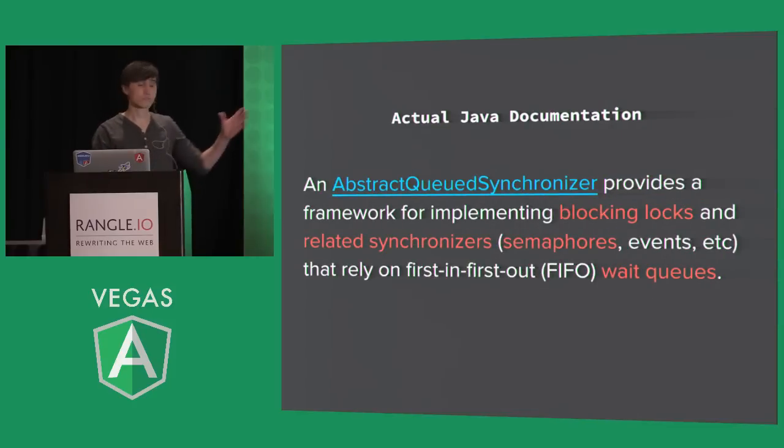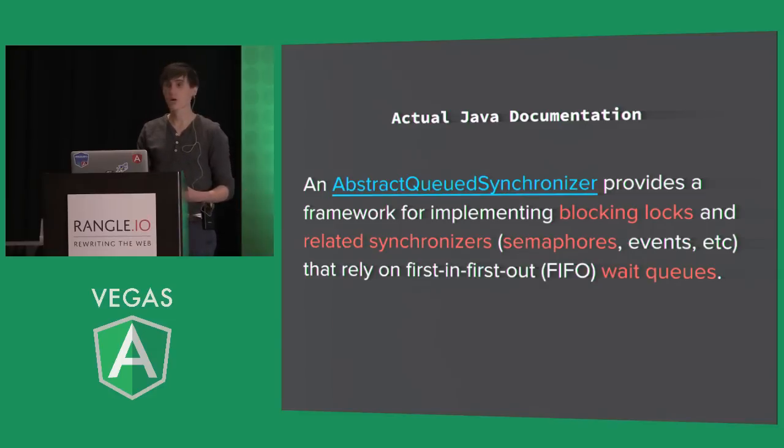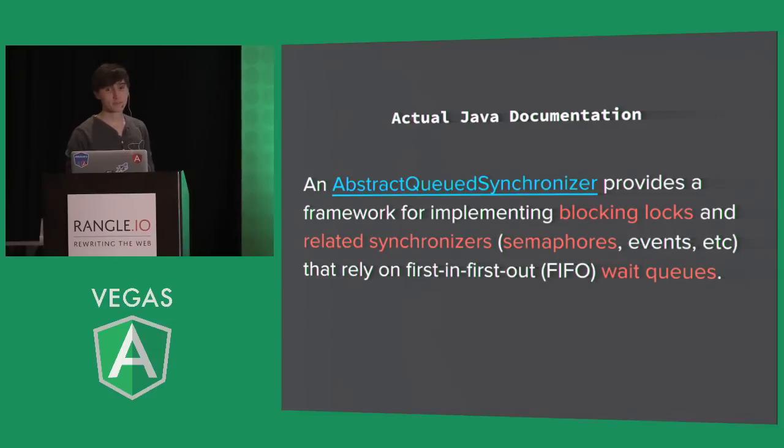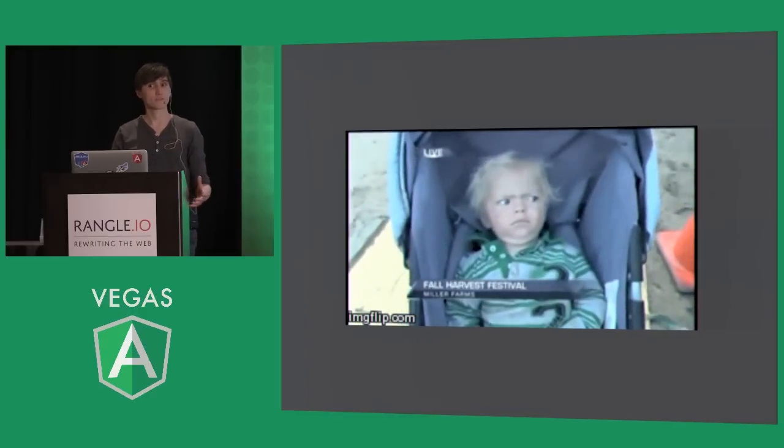So this is a piece of real-life Java documentation, and it's great reading. I read it to my kids before bed. It's quality stuff. And I'm going to read it out loud. An abstract queue synchronizer provides a framework for implementing blocking locks and related synchronizers, semaphores, events that rely on first in, first out FIFO wait queues. So we're all good on what that means, right? I guess it's pretty simple. Well, I don't know about you, but when I first saw that, I was pretty confused.